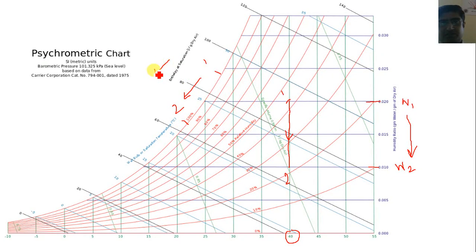And similarly the value of specific enthalpy also gets decreased from point 1 to 2. And also the value of dew point temperature also gets decreased from point 1 to 2. And here you can see the value of RH, or relative humidity, also decreases from point 1 to 2. So here you can see all the values are decreasing in the case of the dehumidification process.